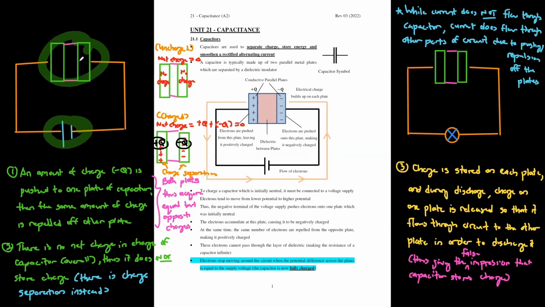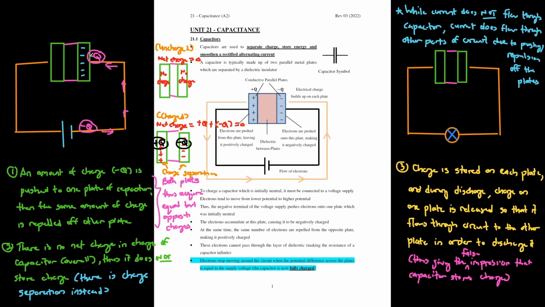So when you connect a capacitor to a voltage supply in order for it to charge up, what actually happens is that you will have an amount of charge, or rather a group of electrons, that are being pushed from the negative terminal of your battery towards one plate of your capacitor. But that charge cannot pass through your capacitor because there is a layer of dielectric in between. So that amount of charge, negative Q, gets deposited on one plate of your capacitor, causing that plate to acquire a negative charge.